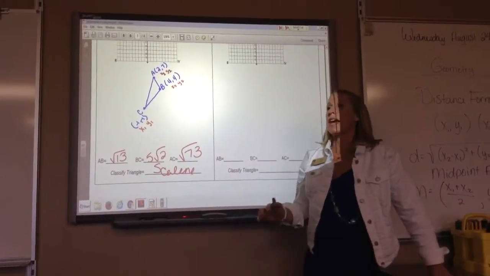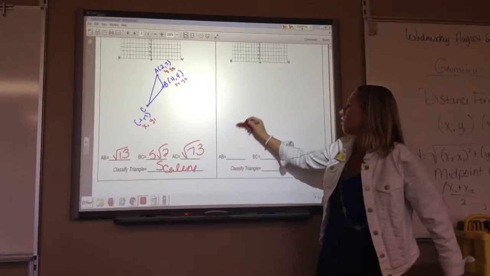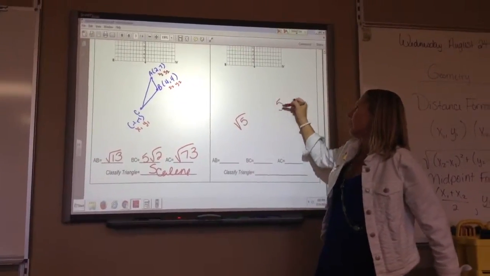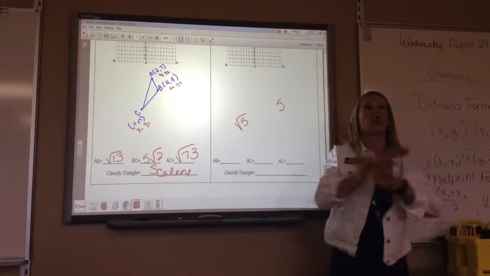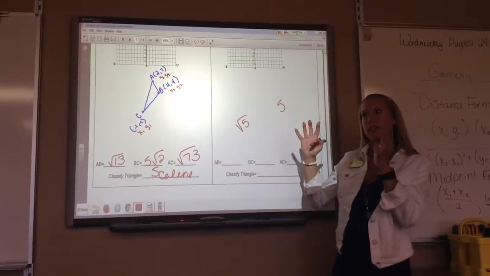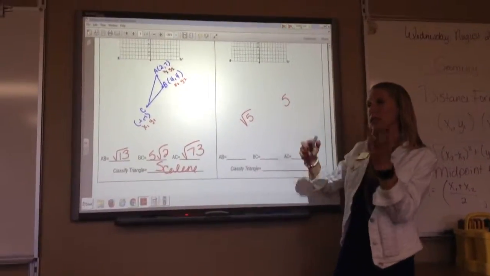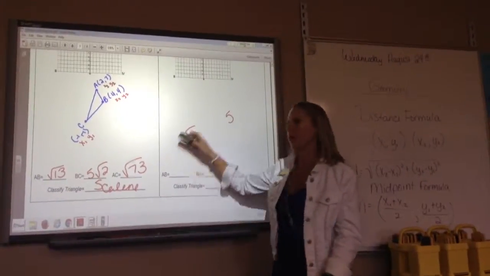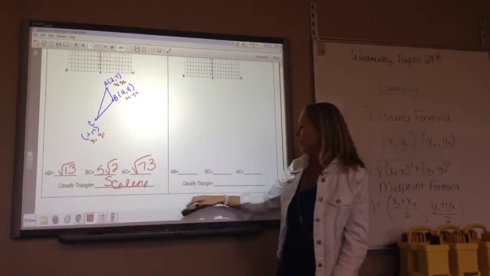Now they have to be exactly the same. So do you guys know, like, what if you got radical 5 is one answer and 5 is another? Are those the same? No. Those are not. Okay. So make sure that they're exactly the same to be isosceles or equilateral. So are there any questions? That's it. Have fun.